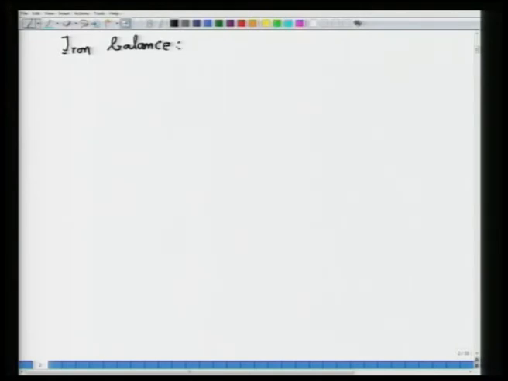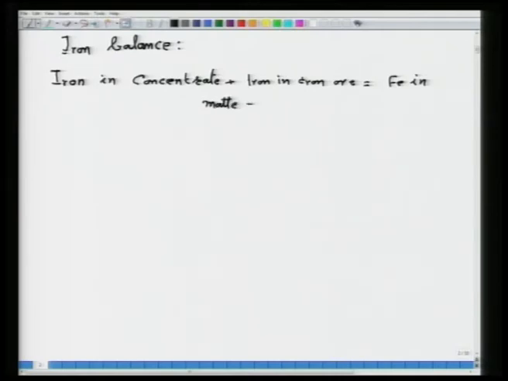Now, I have to do iron balance. So, if I do iron balance, I write iron in concentrate, I have to see iron from all sources plus iron in iron ore, that is equal to iron in MET plus iron in slag.